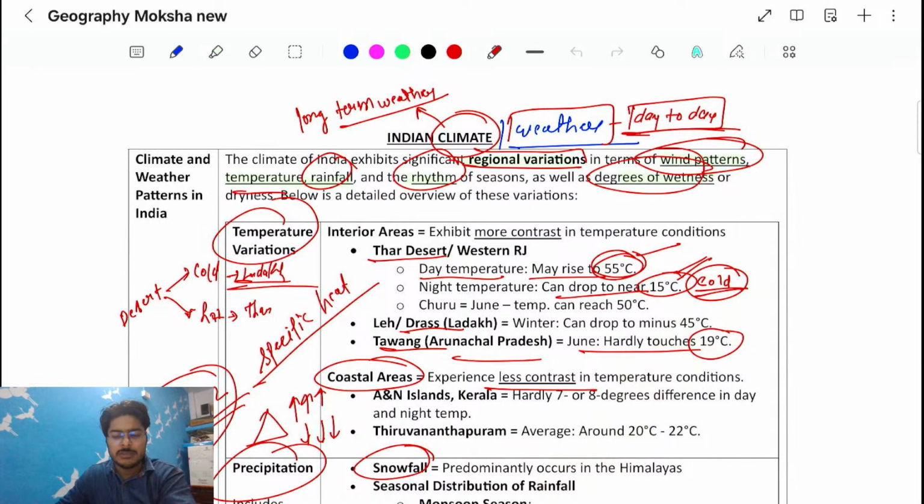We were talking about the Indian climate, that overall what kind of climate is there. And we discussed what is the difference between the climate and the weather. There we got to know that weather is a day-to-day phenomenon, but climate is long-time weather. So long-time weather is known as the climate. This is what we understood in the last class.